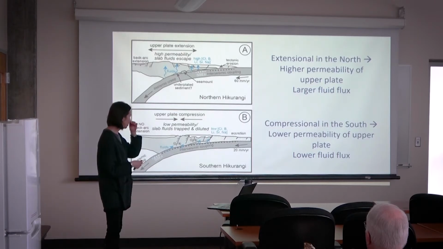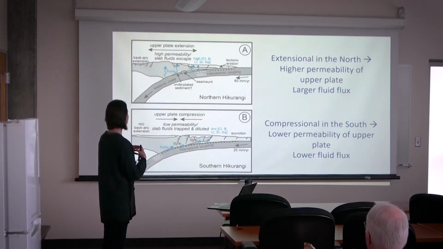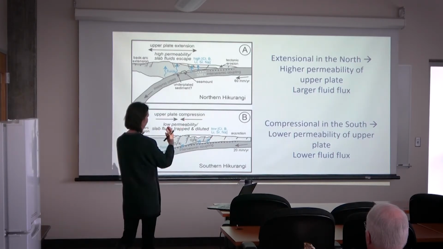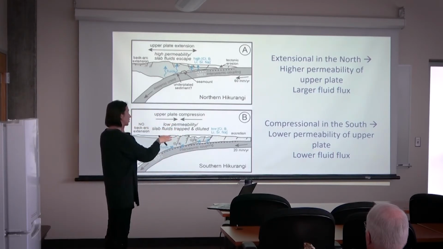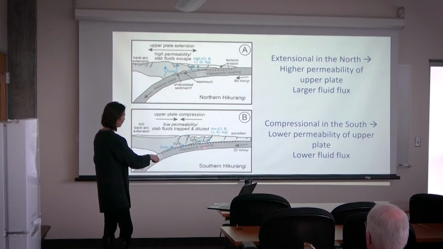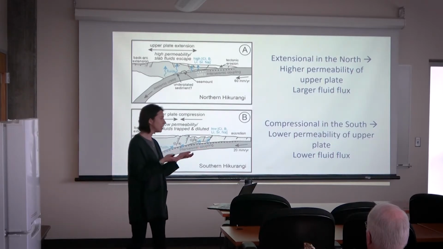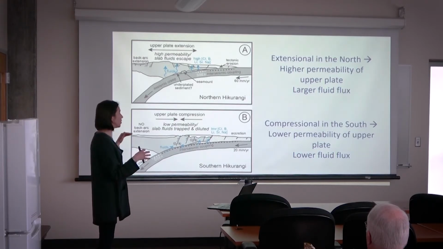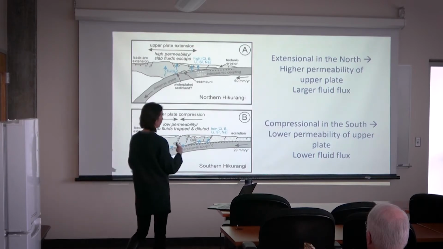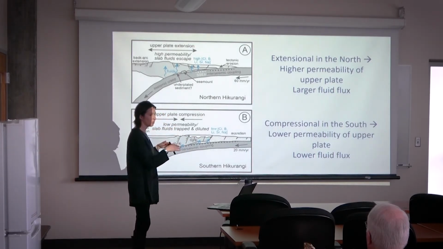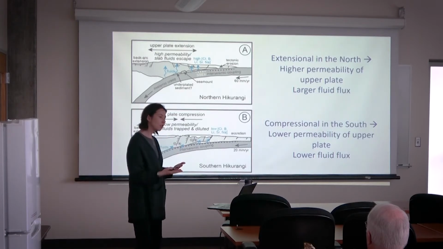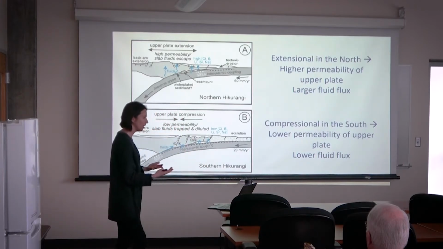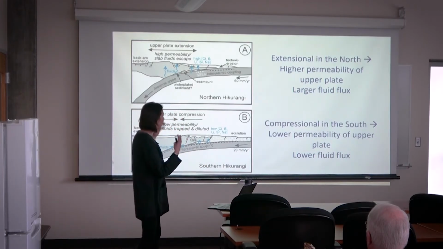But in the southern part of the margin, you get compression in the south. And so you don't have these big faults that allow for a passage of fluids. There's lower permeability in the upper plate, and so you still get subduction of this material, you still get release of these fluids, but they essentially get trapped and diluted by groundwater. And so this will explain the lower concentrations, because there's this lower fluid flux as they're trapped and diluted by groundwater. The chlorine still could be coming from sedimentary pore fluids, and that's why it has that isotopic composition, but the concentration is just lower.